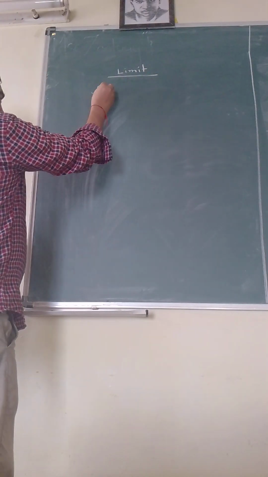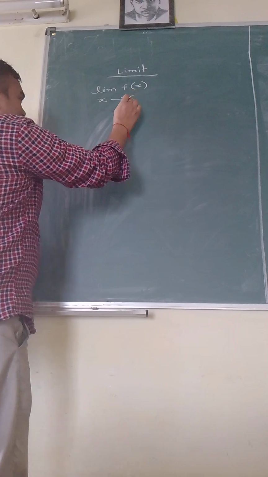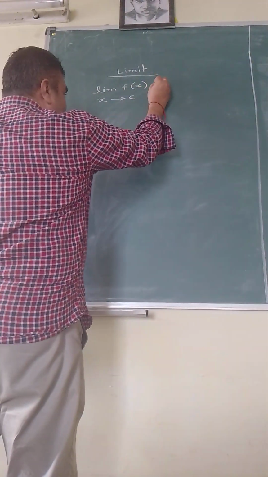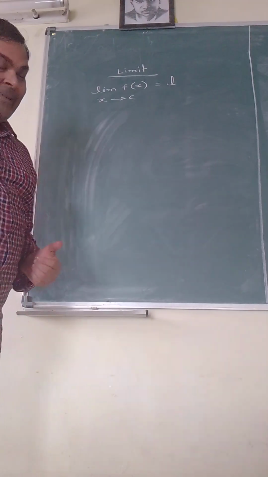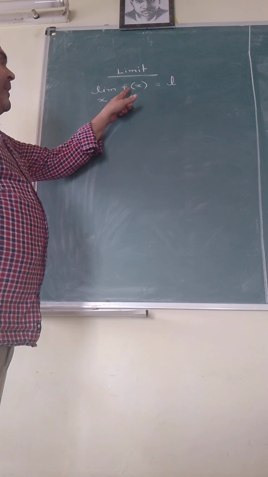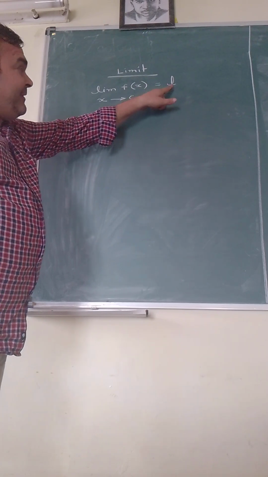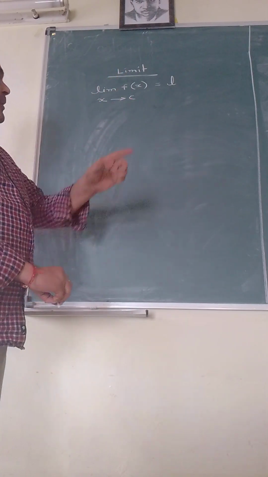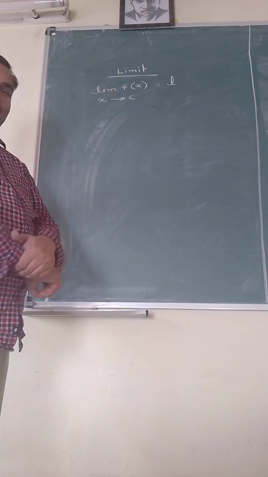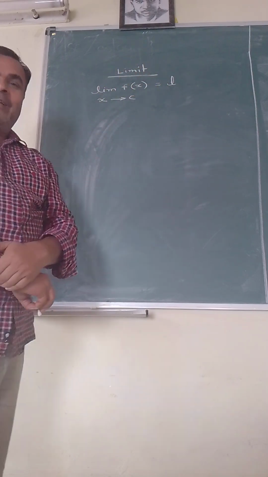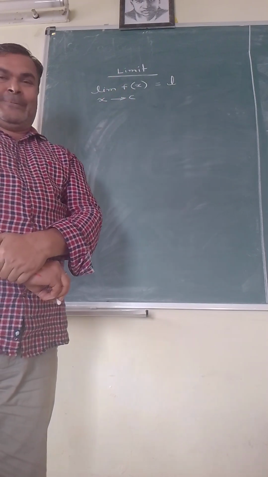We already defined the limit of f(x) as x approaches C, where C is any real number, then it approaches L. Very simply, we can define this concept of limit as: the limit of a real valued function f(x) approaches L as x approaches C. It means that f(x) is a real valued function and the limit of f(x) approaches L as x approaches C, where C is a real number.